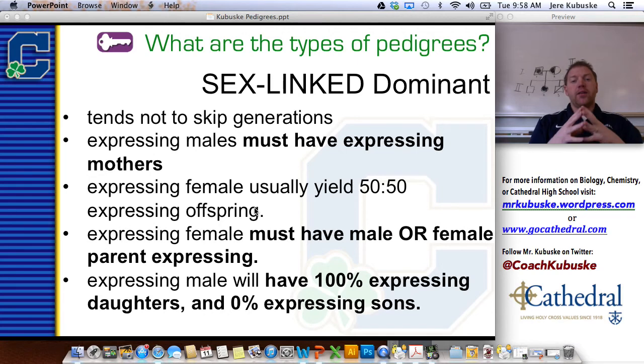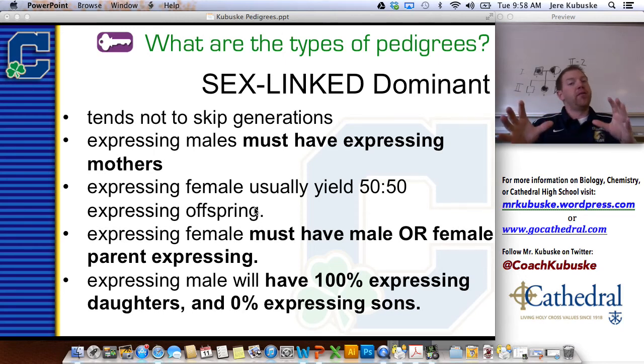This one, sex-linked dominant. It's a little tougher to follow. It doesn't skip generations. The males have to have expressing mothers, okay, which makes sense because if I'm a male, that means I got my Y from my dad, and then I can only get my X chromosome from my mom. So if mom has the trait, if she is a dominant, that means she's giving me the dominant part of the trait. That means that's where I got that from. So if I'm a male that is expressing, I also have to have an expressing mother. That's a way to tell if it's sex-linked dominant.